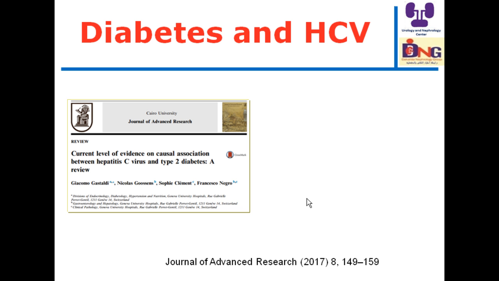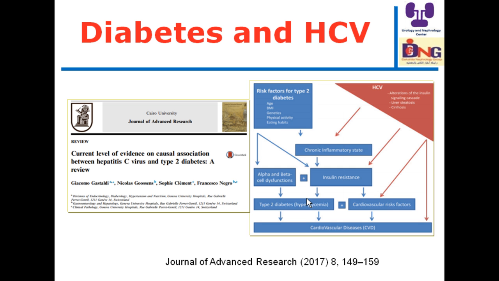And when we review the literature, you can find this interesting article, current level of evidence on causal association between hepatitis C virus and type 2 diabetes. This is a review, and this figure illustrates the mechanisms behind this association. So hepatitis C leads to chronic inflammation, leads to insulin resistance, leads to cardiovascular risk factors. So this is the correlation of hepatitis C with diabetes.